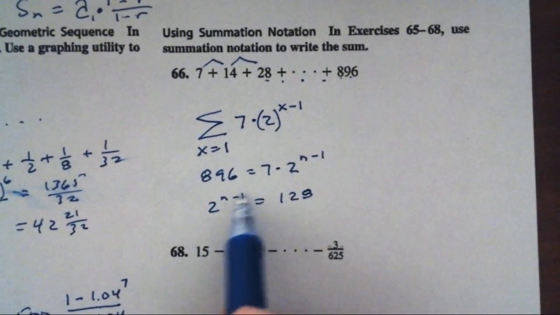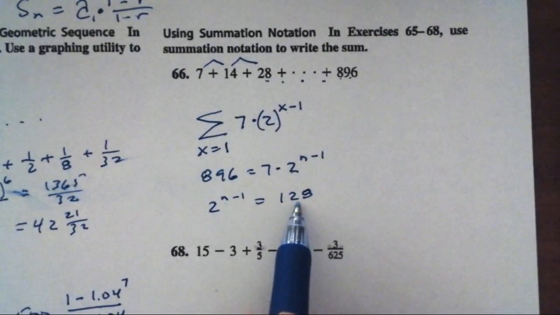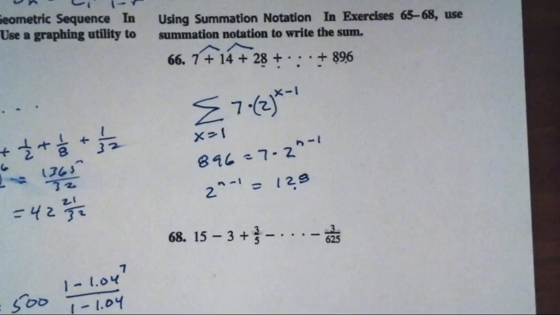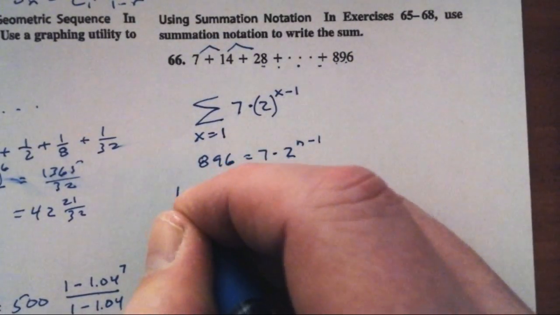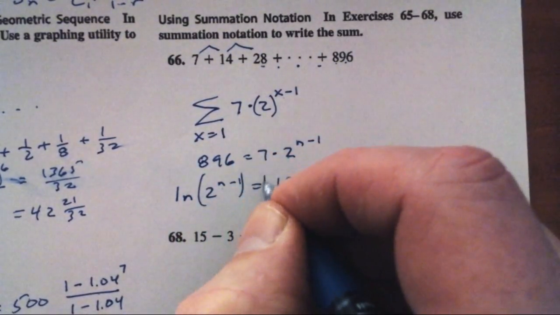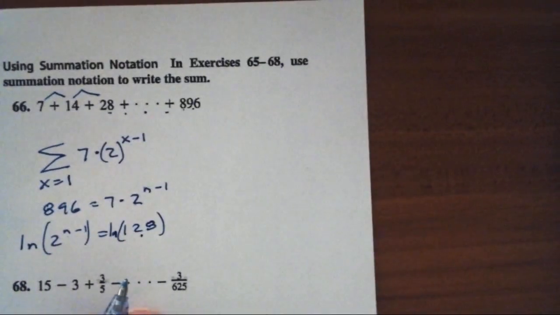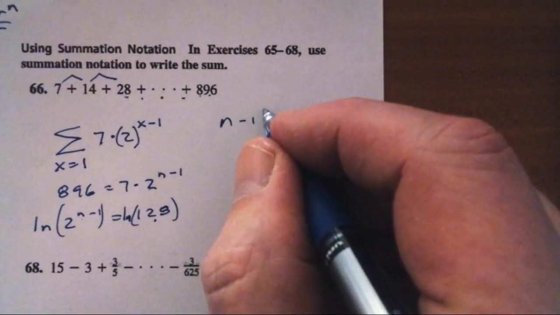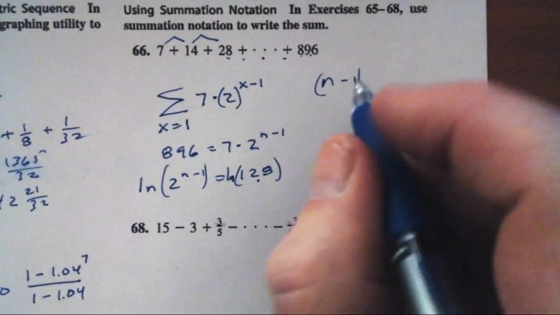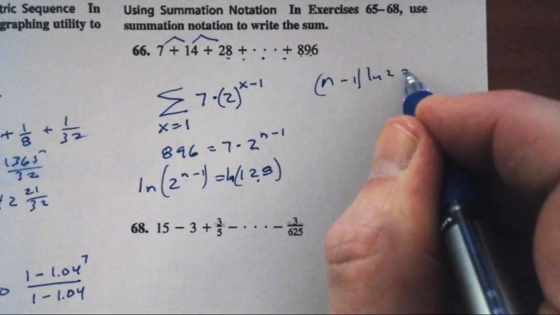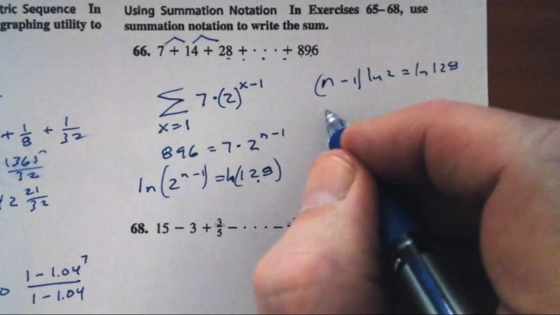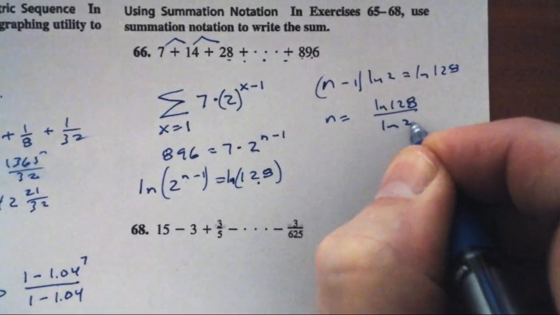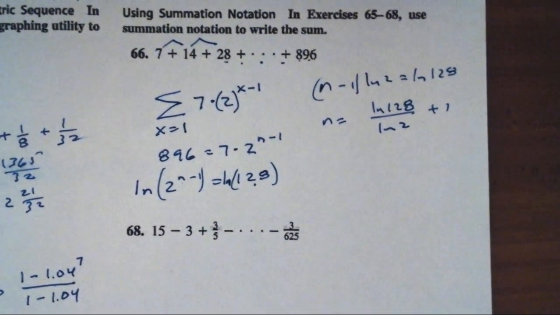How would we solve for n if this wasn't such a finite number? If this was billions, we'd have to actually use logarithms here. I'm just going to ln it. ln this equals ln that. So we would get n minus 1 times ln 2 equals ln 128, or n equals ln 128. I have to divide away ln 2, and I have to add 1 back onto that.